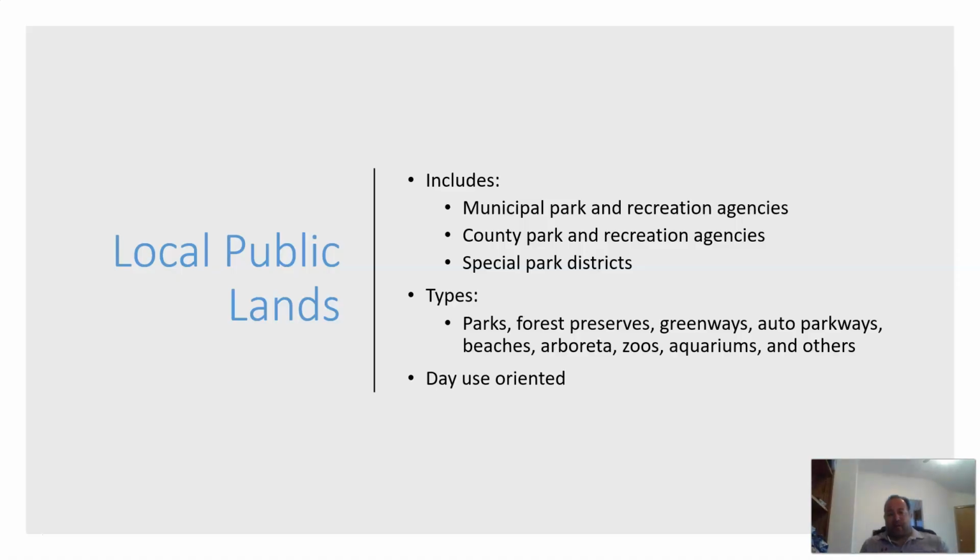Local public lands. Usually if you hear terms like municipal park and recreation agencies, or county park, or special park districts, those fall under this idea of local public lands. They can be parks, forest preserves, greenways, auto parks, arboretums, beaches, zoos, aquariums, herbariums, all sorts of other things. Usually, local public lands are day use oriented because they're local, so they're close by. They're really assuming that their base of public is going to be the people that are close by.